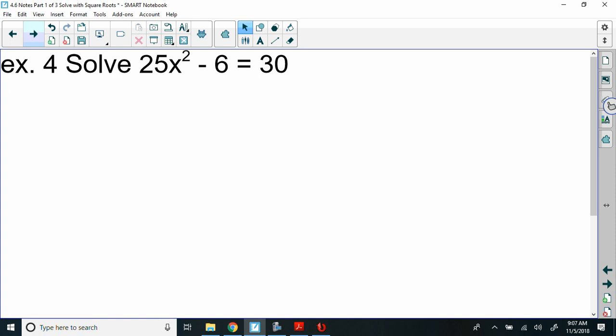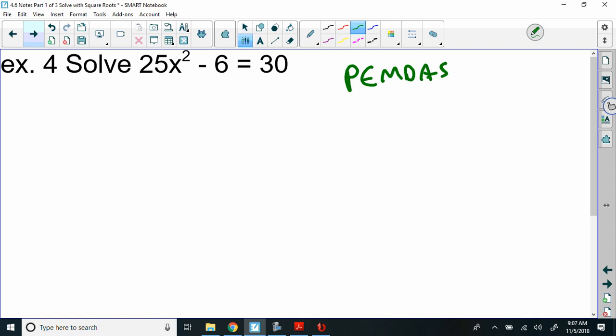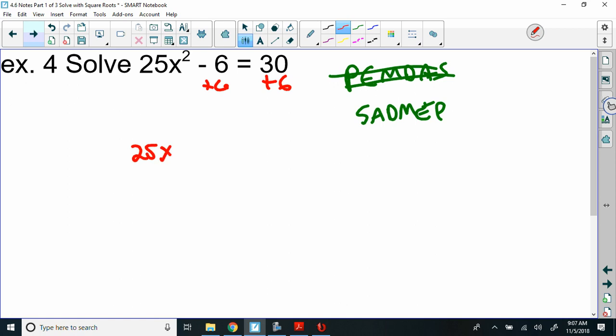25x squared minus 6 equals 30. So when I solve equations, I'm doing PEMDAS in the inverse order, so I guess I'm going to do SADMEP. So is there any addition or subtraction to do? Add the 6 on both sides. You got it. So 25x squared is equal to 36. So our addition and subtraction's done.